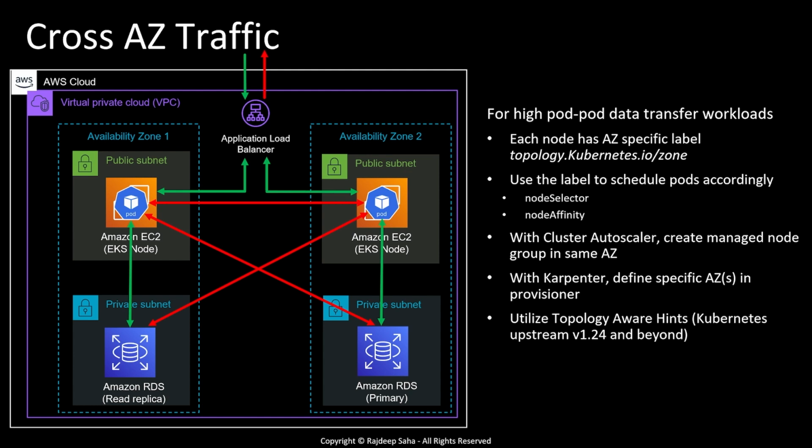With Kubernetes upstream version 1.24 and beyond, you can enable topology aware hints. So this will be very useful for service mesh. With topology-aware hints, Kubernetes will try to keep the traffic within the same availability zone where possible. So I'll give a link to it, so study up on it if you plan to mention it in the interview.